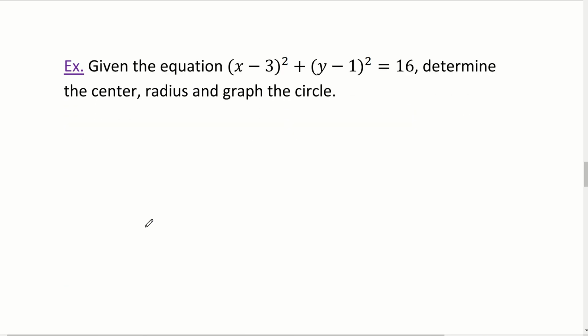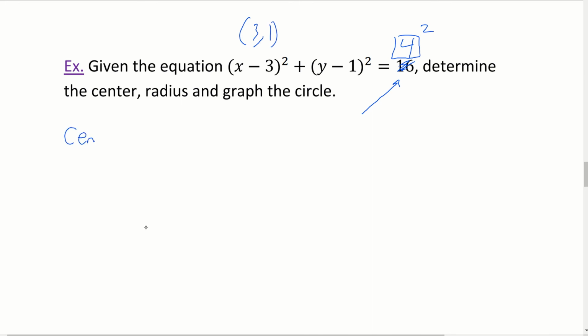Let's take a look at this example. It says, given the equation of the circle, determine the center, the radius, and the graph of the circle. Okay. So first thing we would notice is that this circle is very nearly in standard form, with the exception of we would want to see that right hand side as a number squared. We know that 16 is the same thing as 4 squared, so we can write it like this. Now that it's in that form, we can go ahead and identify the center. It's going to be 3, 1, and it has a radius of 4.